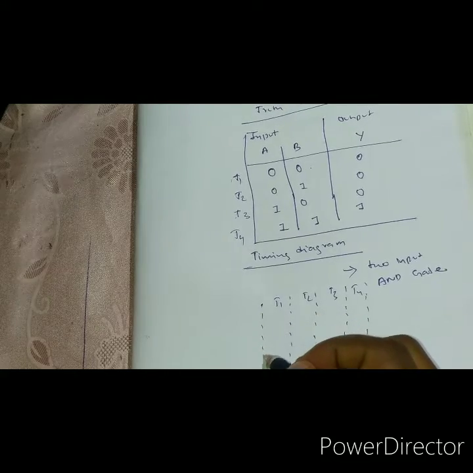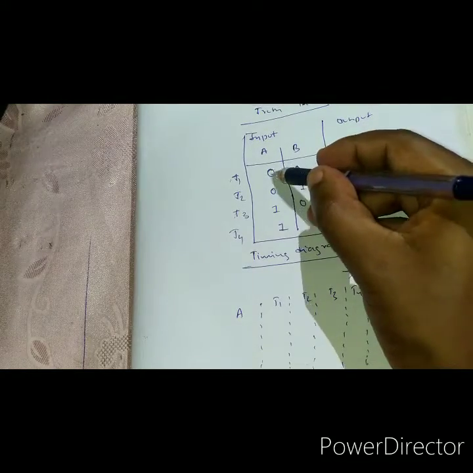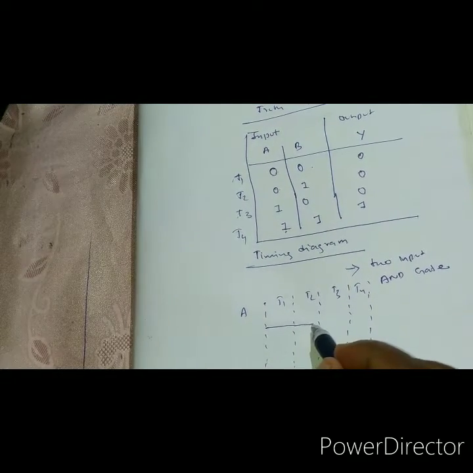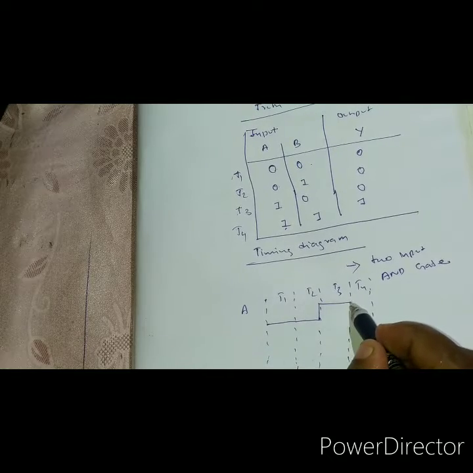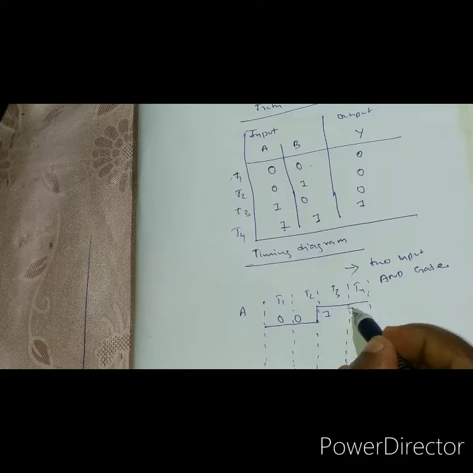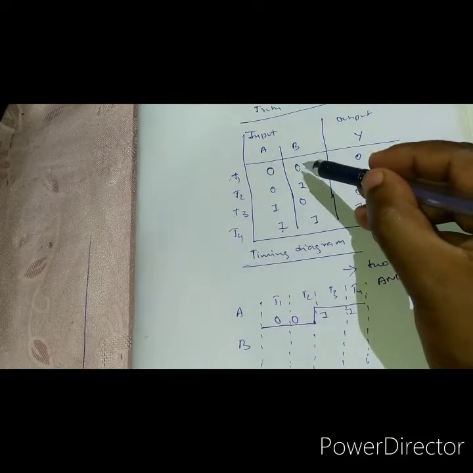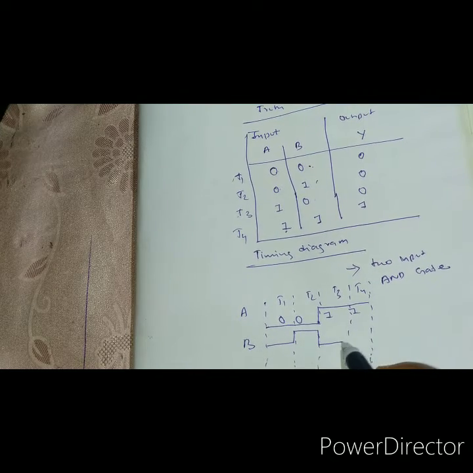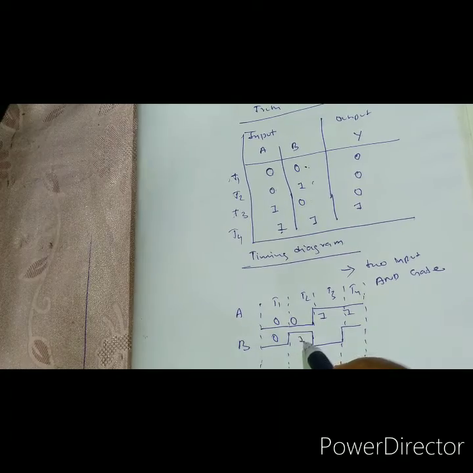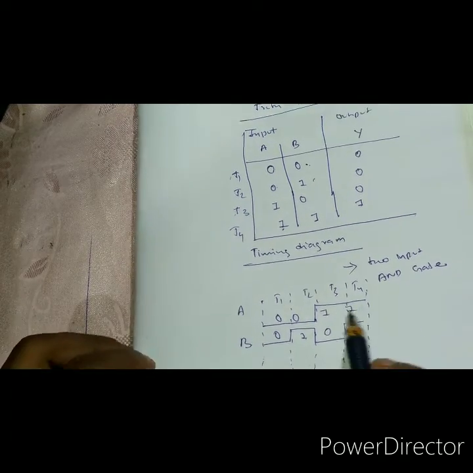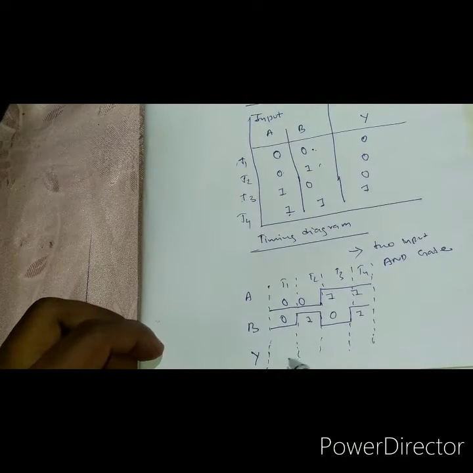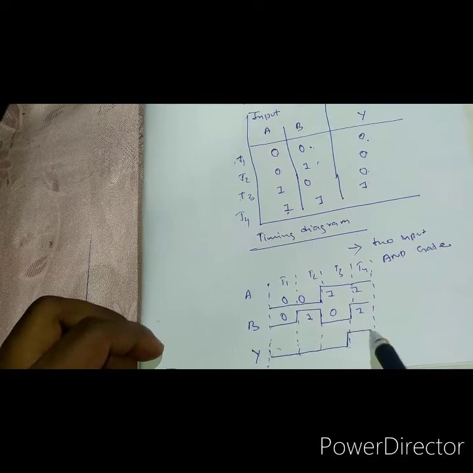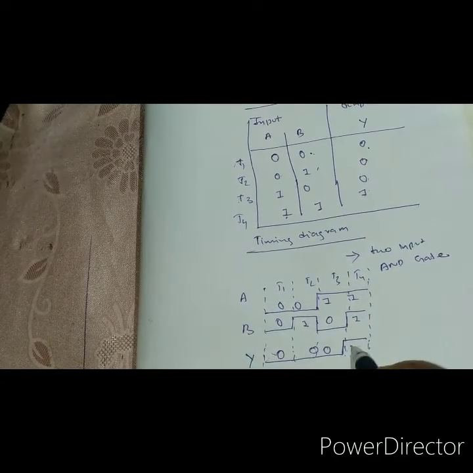So A, we can say that A is 0 0 1 1, or low low high high. For B, we can see it is low high low high. So it is 0 1 0 1. For Y, which is the response, it is 0 0 0 1. So it is low low low high.